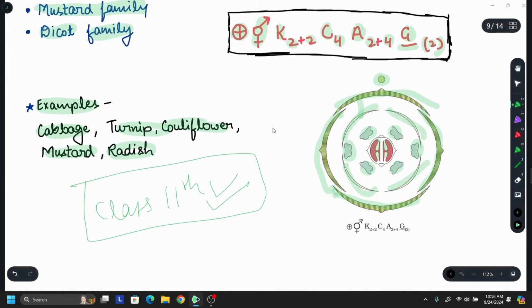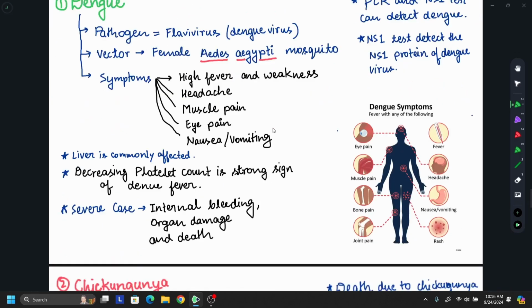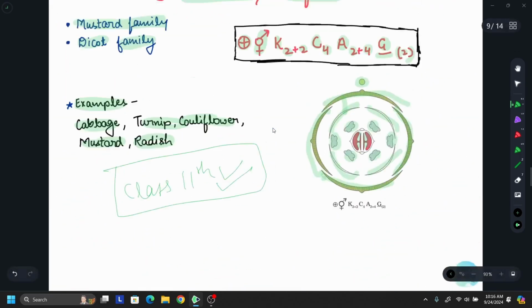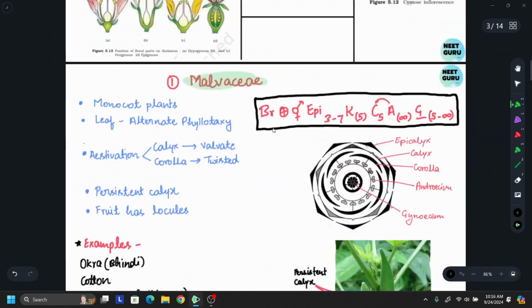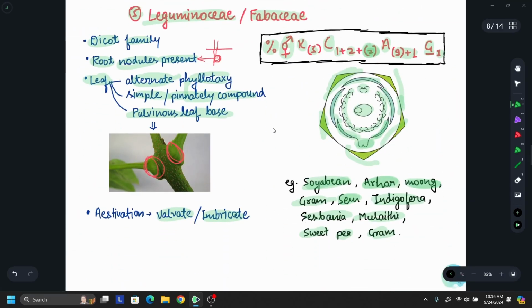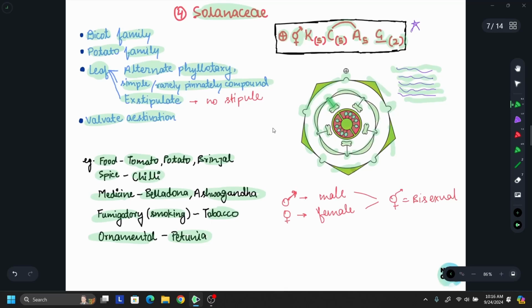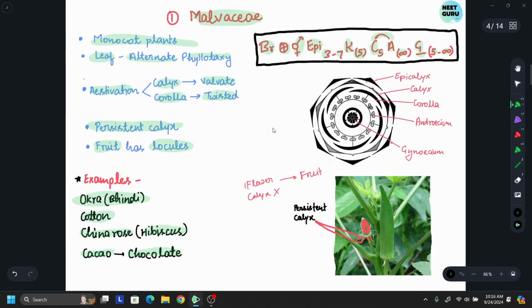Brassicaceae we have already discussed. These are the extra topics that are added in the NEET syllabus that are not present in NCERT. We do not need to study those in this chapter for now. So these were all the families: Malvaceae, Compositae, Poaceae, Solanaceae, Leguminosae, and Brassicaceae. Out of these, Brassicaceae and Solanaceae are for class 11th students, and if you are a NEET student, you have to study all of them.